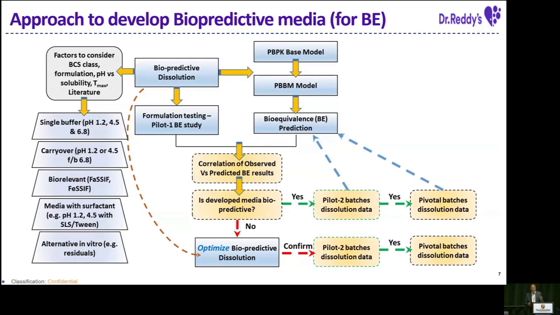And based on the pilot study results, you're going to get an insight into which media is providing a direction into my in vivo performance. And if a further optimization of the media is required, you do that and you confirm the biopredictive ability of this media through subsequent pilot studies or using the pivotal studies. And this is the typical process flow that we follow in the industry for the development of biopredictive dissolutions.